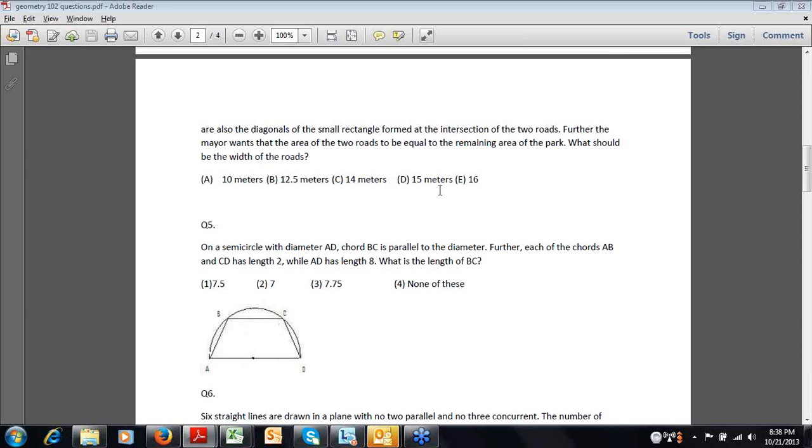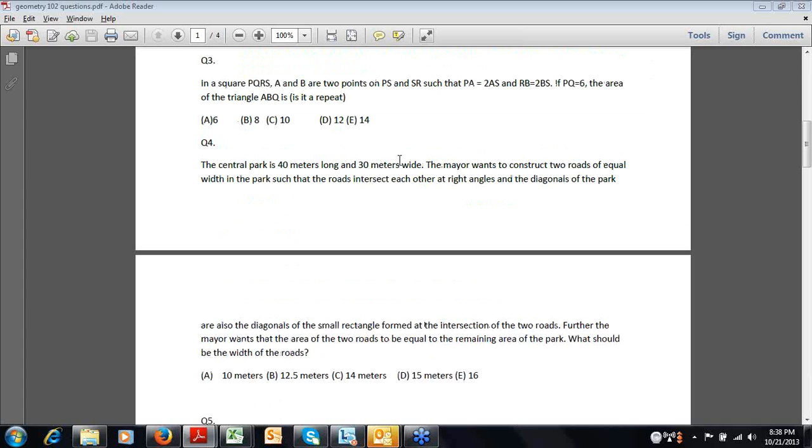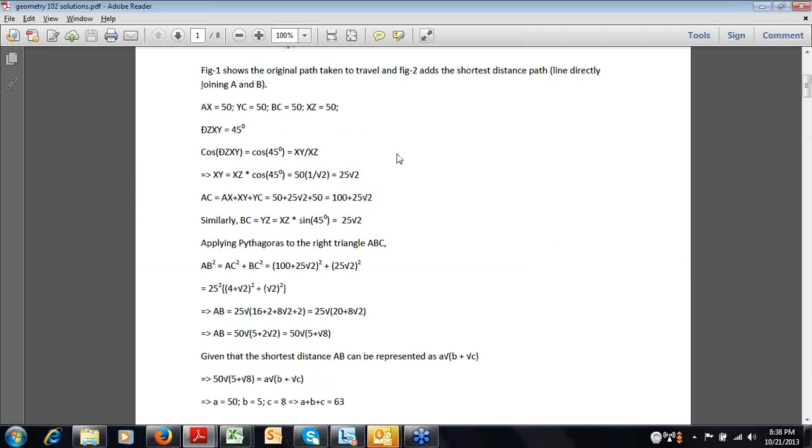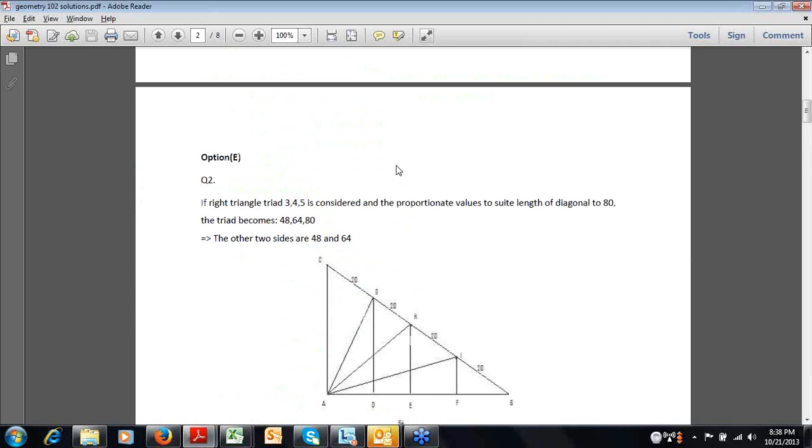Okay guys, time is up. So we'll go ahead and review question number 4. Question number 4, it is asking a central park is 40 meters long and 30 meters wide. The mayor wants to construct two roads of equal width in the park such that the roads intersect each other at right angles and the diagonals of the park are also the diagonals of the small rectangle formed at the intersection of two roads. Okay, let's see how it is drawn.